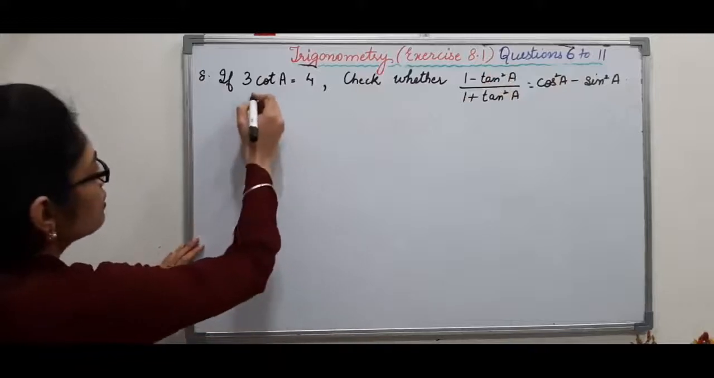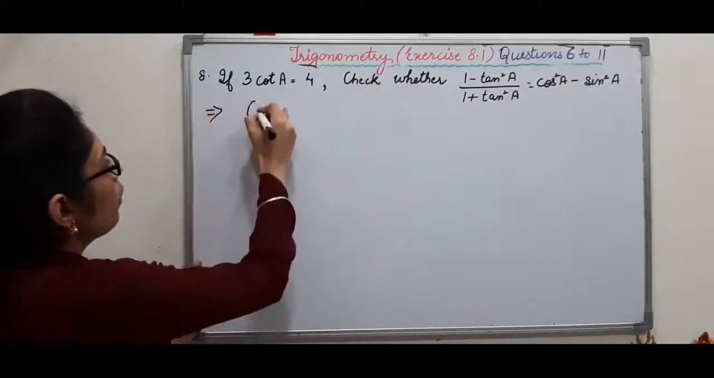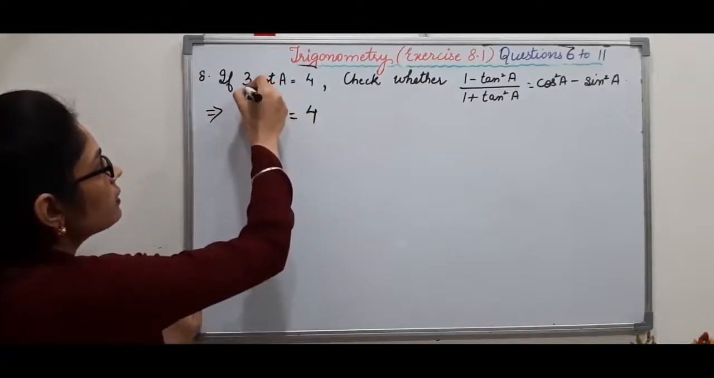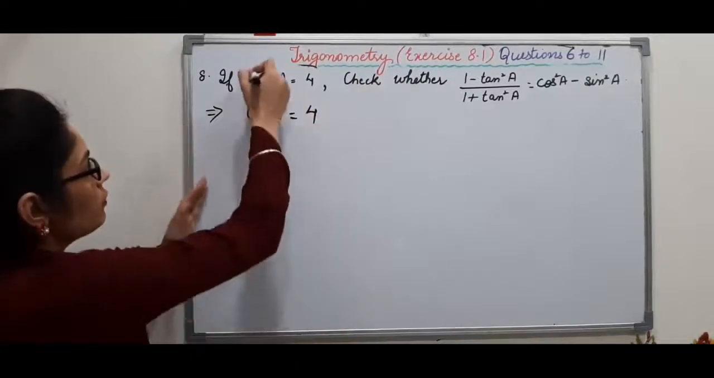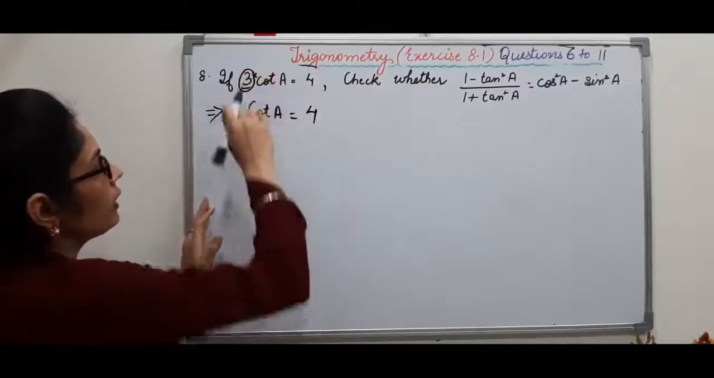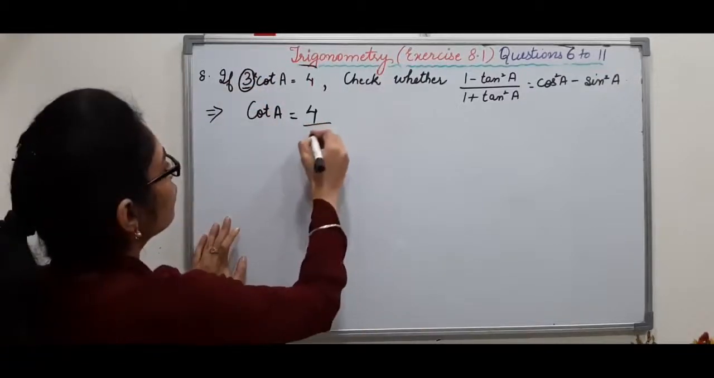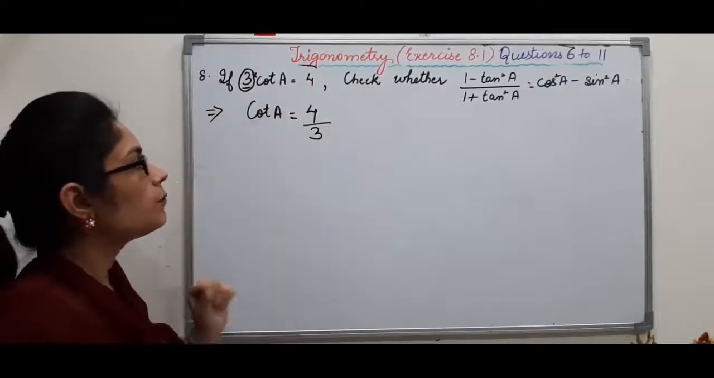And they have given us 3 cot A is equals to 4. So we will write cot A is equals to 4. See this 3, it is getting multiplied by cot, so we will just shift this from this side to other side. Here it's getting multiplied, so on changing the side, it will get divided. So we will get cot A is equals to 4 by 3.